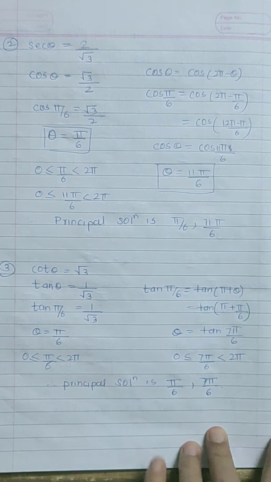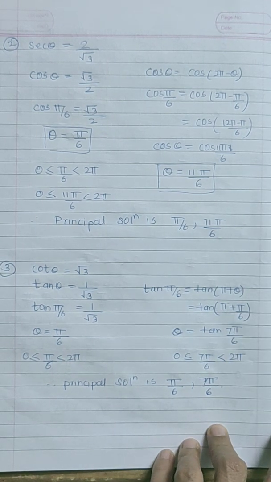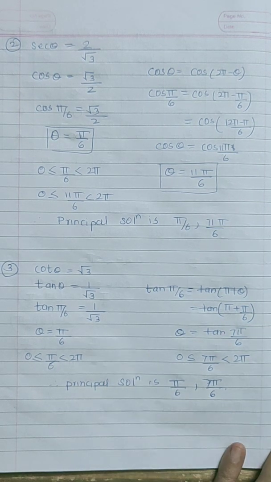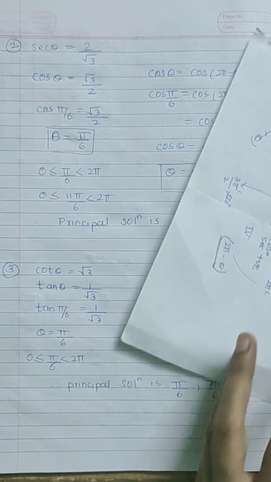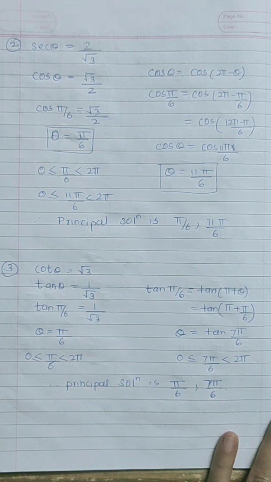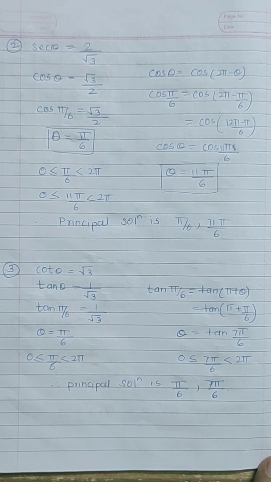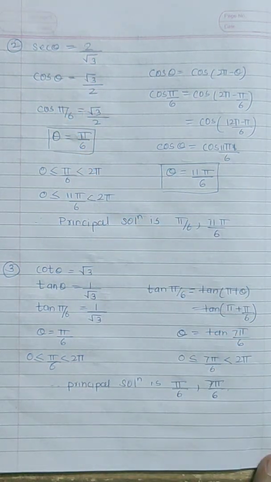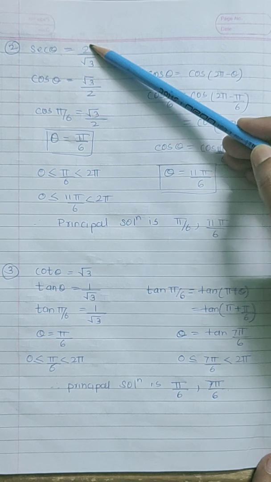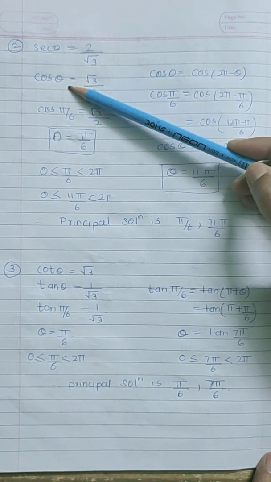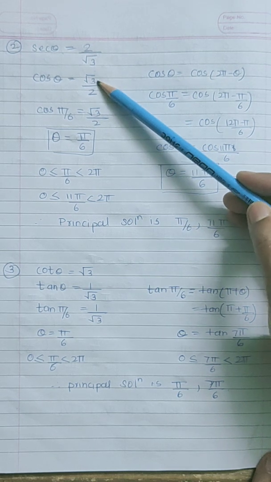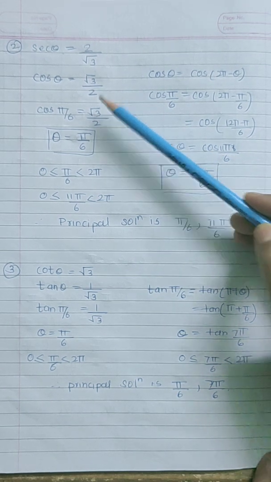See the next one. Next one is sec theta is equal to 2 upon root 3. Now we properly know values up to sine, cos and tan. We remember properly the values of trigonometric functions sine, cos and tan. So sec we will convert into cos theta. So sec theta is equal to 2 upon root 3. Therefore cos theta is equal to reciprocally root 3 by 2.